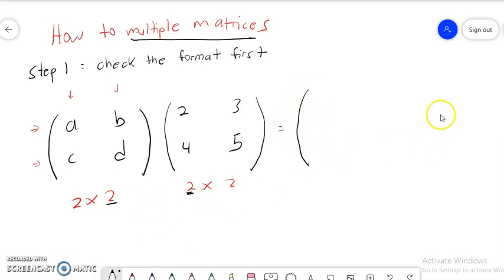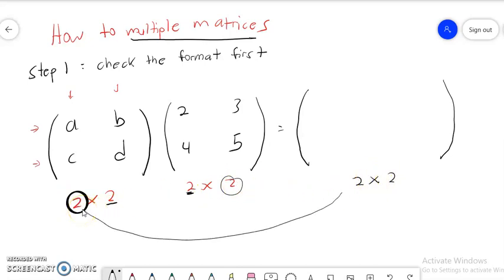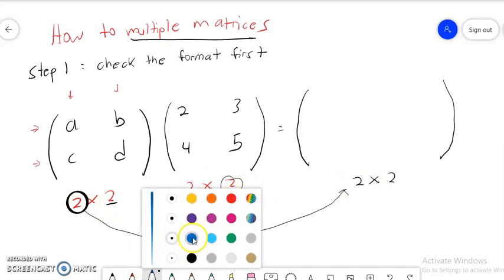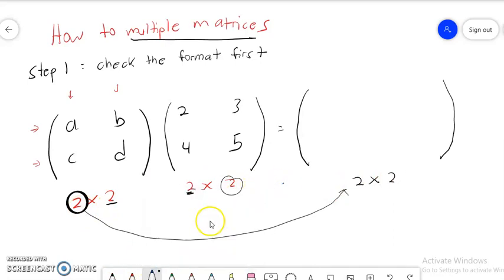Okay, what is the answer's format? So now we have here 2 and 2. So your answer's format will be 2 by 2. It came from here, and the other 2 came from here.